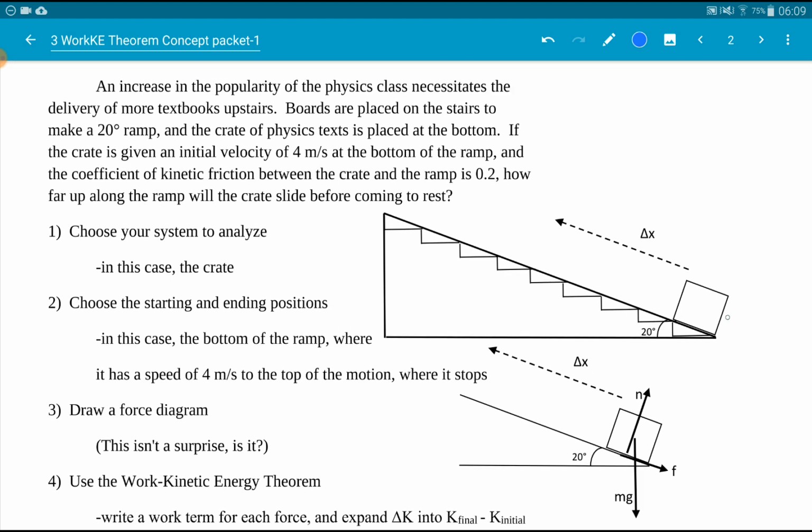Okay, cool. So we're not actually pushing it up the entire time. Notice how I read that. The crate's given an initial velocity of 4 meters per second. All right, so we get a team of people, and they all shove it, and then we get it going at 4 meters per second. v naught is equal to 4 meters per second.